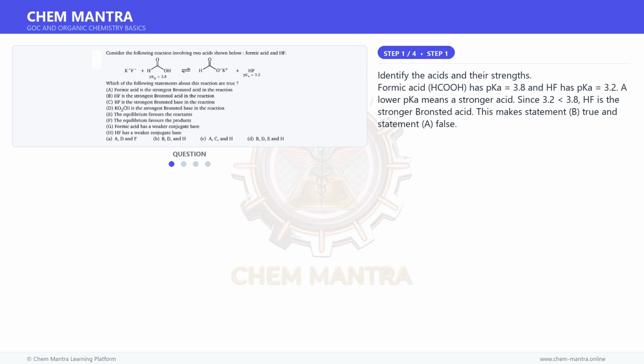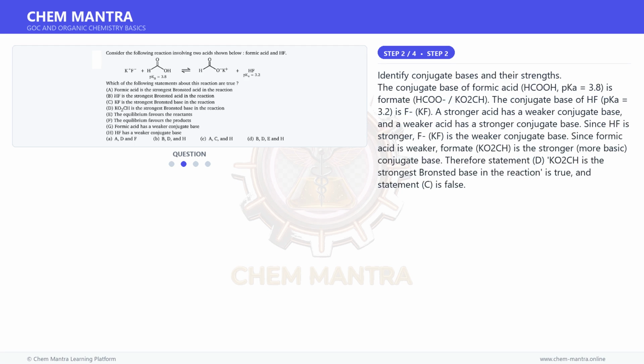Identify the acids and their strengths. Formic acid, HCOOH, has pKa equal to 3.8 and HF has pKa equal to 3.2. A lower pKa means a stronger acid. Since 3.2 is less than 3.8, HF is the stronger Bronsted acid. This makes statement B true and statement A false. Moving on to the next step.